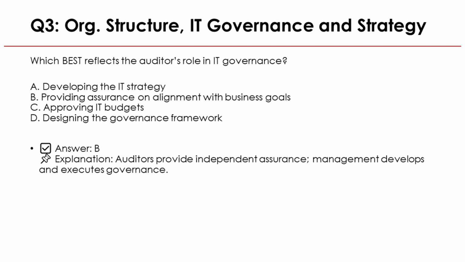Which best reflects the auditor's role in IT governance? Option A, developing the IT strategy. That's management's job. Option B, providing assurance on alignment with business goals. Correct, that's the auditor's role. Option C, approving IT budgets. Responsibility of board management. Option D, designing the governance framework. Belongs to management. Correct answer, B, providing assurance on alignment with business goals. The auditor is like a navigator checking if the car is on the right route, not setting the destination.